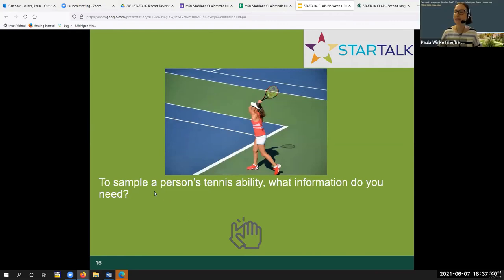Great. How about tennis? To sample a person's tennis ability, what information do you need? Sama? Pretty similar, probably. I need to know how many days they use in the week to practice, and how many hours they practice. Is it something like a hobby, or do they really want to be successful with that? How interested they are in this sport, in the tennis. So yeah, something like that.